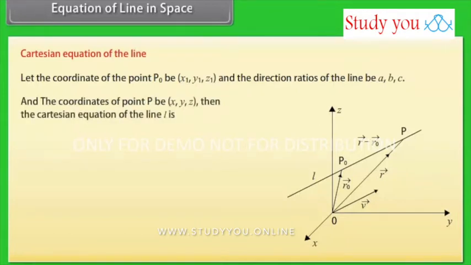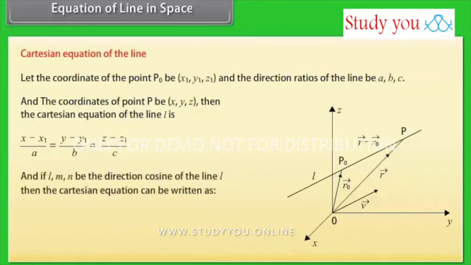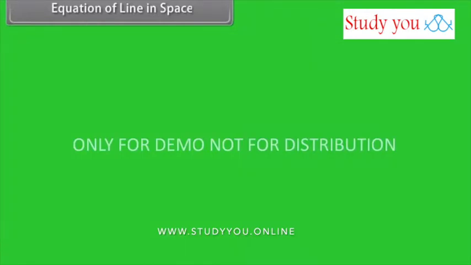And the coordinates of point P be x, y, z, then the Cartesian equation of the line is (x minus x1)/A equals (y minus y1)/B equals (z minus z1)/C. And if l, m, n be the direction cosines of the line L, then the Cartesian equation can be written as (x minus x1)/l equals (y minus y1)/m equals (z minus z1)/n. Equation of line in space.